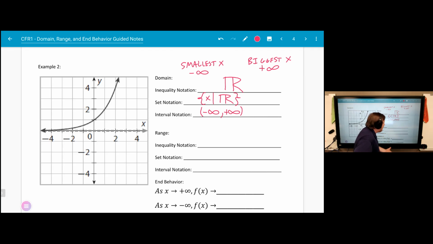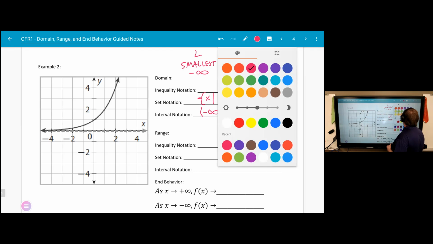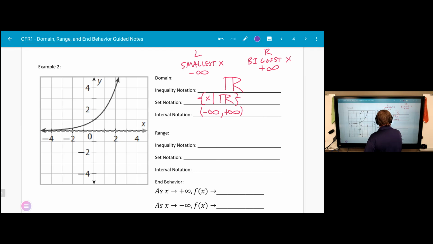Let's go ahead and look at the range. Remember, we went left to right here. We're going to go smallest y, and we'll go a different color here. Why not? Go back to that purple. Smallest y to biggest y, or down to up. If I'm looking down here, I've got no y values. The first y value I run into, this is interesting.